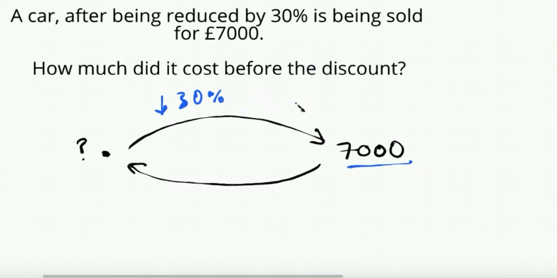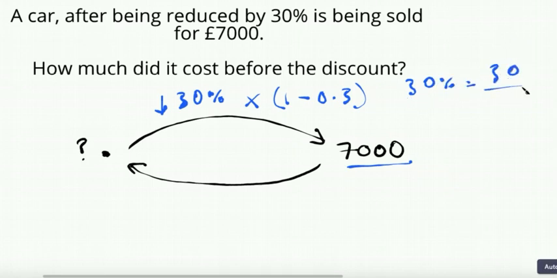To reduce something by 30%, we just multiply the original by 1 minus 0.3. And the reason why it's 0.3 is because we know that 30% is equal to 30 over 100, which gives us 0.3. So 1 minus 0.3 is equal to 0.7. So some number multiplied by 0.7 gave us the discounted price of £7,000.